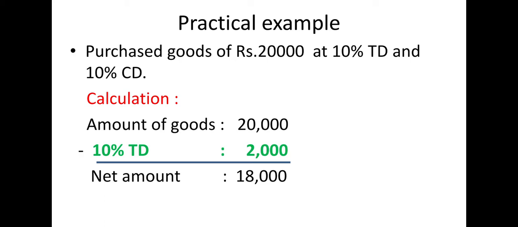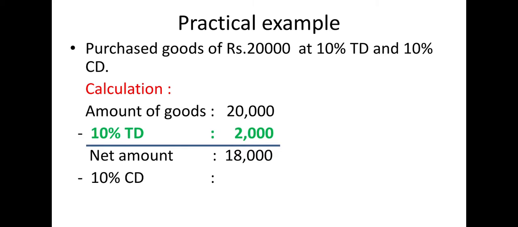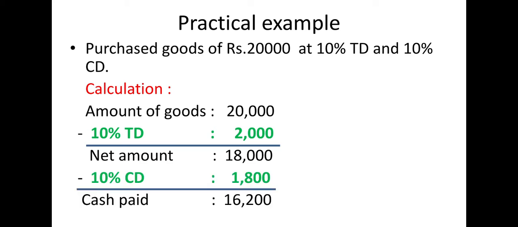Okay, we get one more discount, a 10% cash discount. So we have to take 10% of 18,000. What is 10% of 18,000, student? Yes, 1,800. So deduct 1,800 from 18,000. We have to pay now only 16,200. So 2 discounts are available to us: 2,000 is TD and 1,800 is CD.